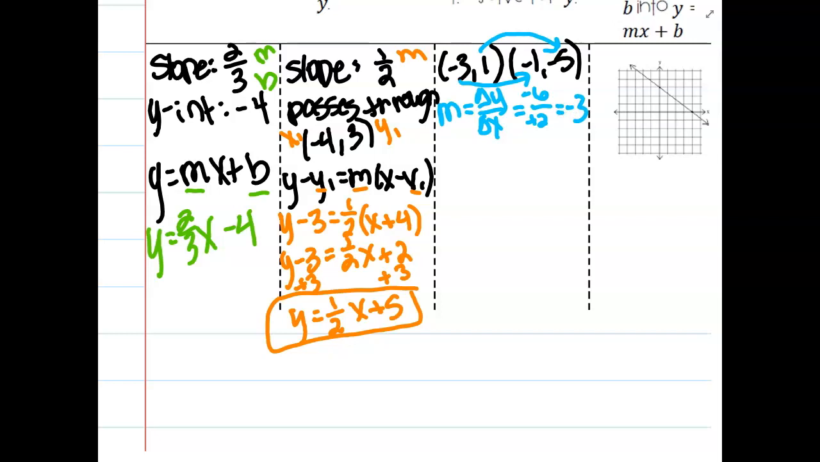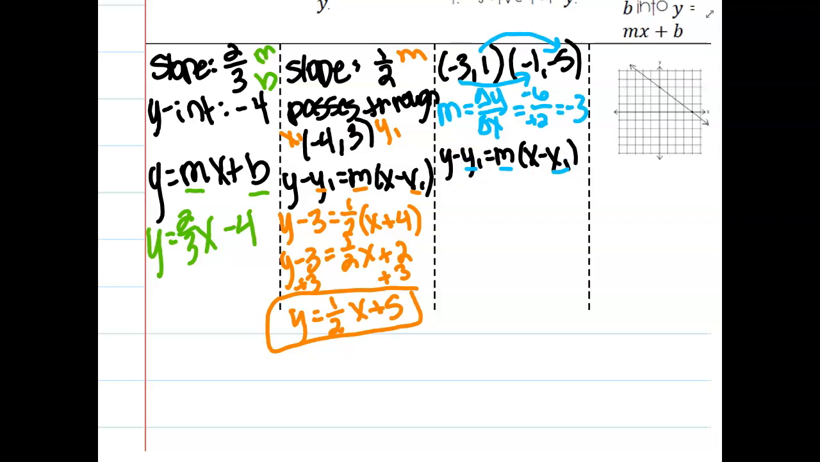Remember, point slope form is y minus y1 equals m times x minus x1. And to use point slope form, you need a y1, an m, and an x1. Now that I found the slope, I have all of those things.